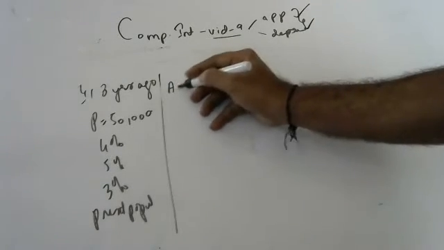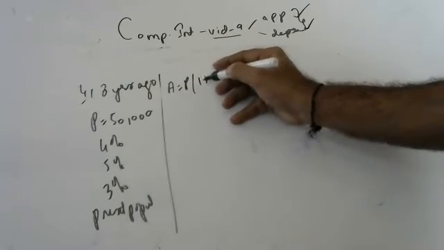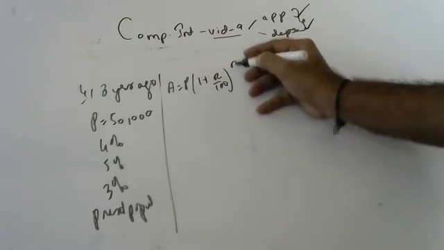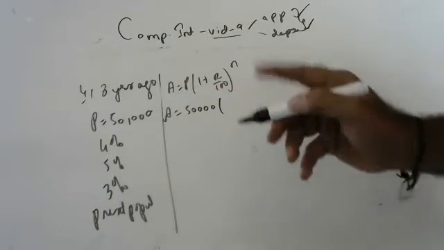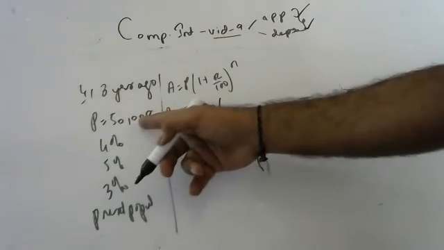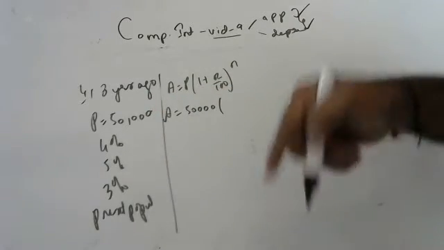Sir, amount is equal to 50,000. Amount is equal to P into 1 plus R by 100 whole power n. Keep saying. No, no, no. 3 years ago it was 50,000. He's asking the present population. Present means amount.